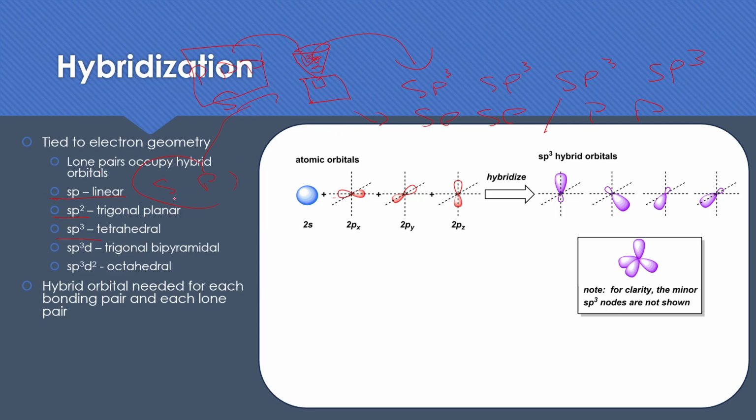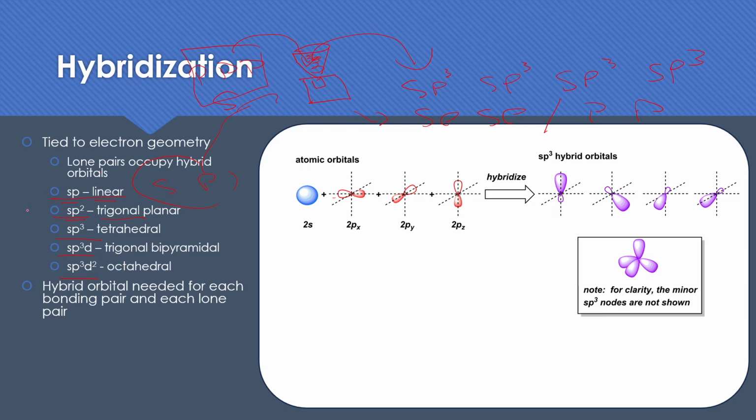Now, if I want my expanded octet, well, I've run out of s and p orbitals, so I need to bring in my d orbitals. So sp3d and sp3d2 for my expanded octets. And these are tied to the electron geometry. If you are linear electron geometry, you are sp hybridized. If you are sp2 hybridized, you are trigonal planar electron geometry. So you don't have to remember anything new. Just remember that linear is sp, trigonal planar is sp2, tetrahedral is sp3, trigonal bipyramidal is sp3d, octahedral is sp3d2.